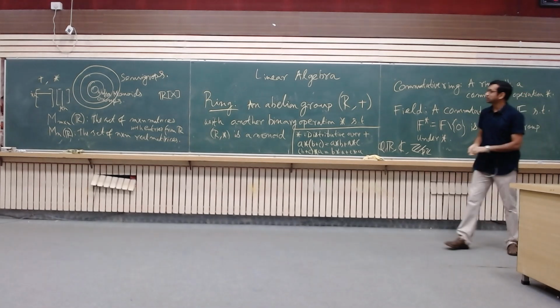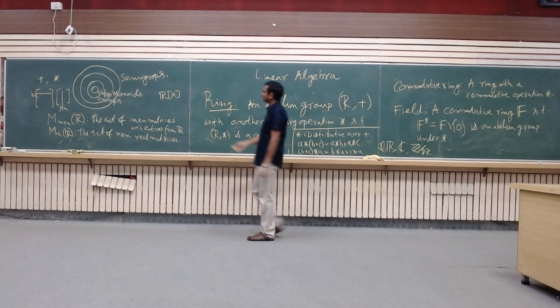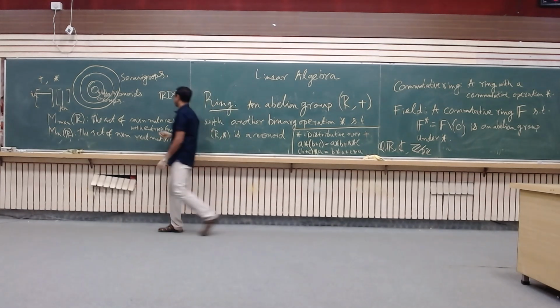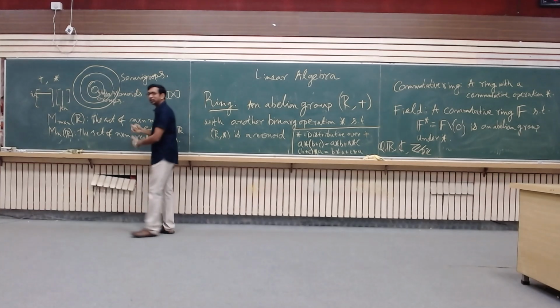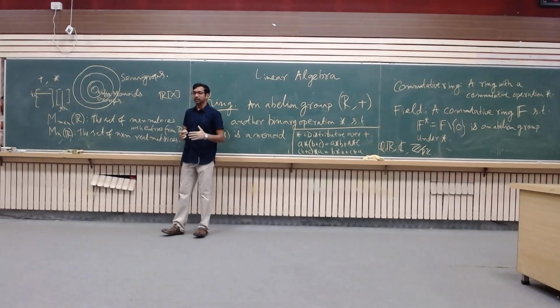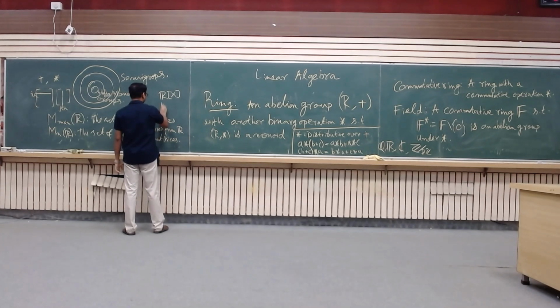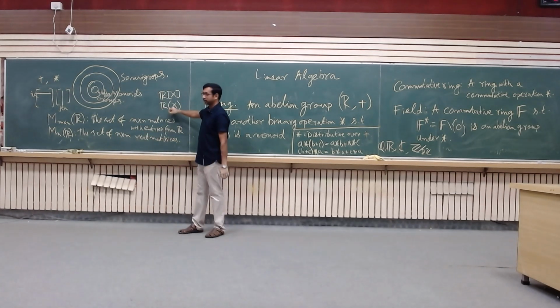Just instead of R[x], take the rational functions. A rational function means that you're dividing a polynomial by another polynomial. Take all of them inside this, and then we denote it by R(x). That is the set of rational functions, that is polynomials by polynomials, and all the polynomials would have coefficients from R. This will give you a field.